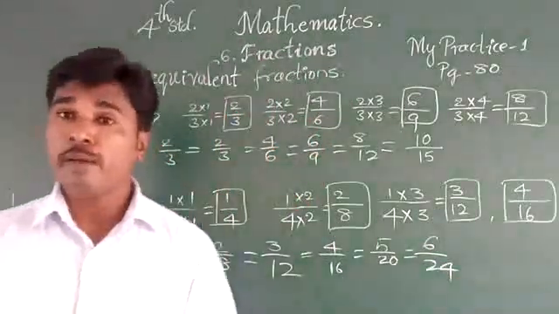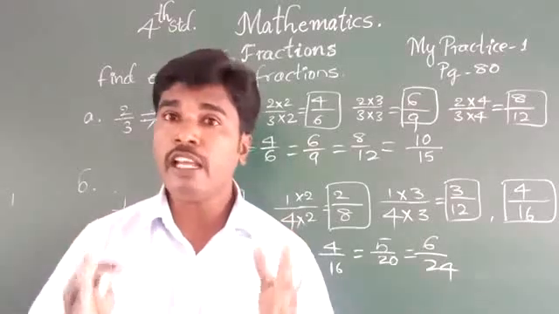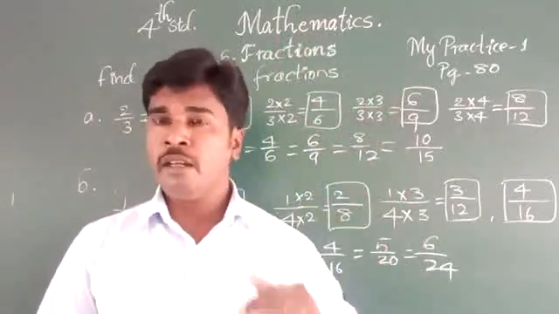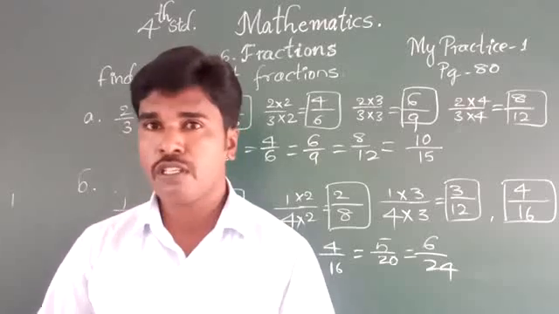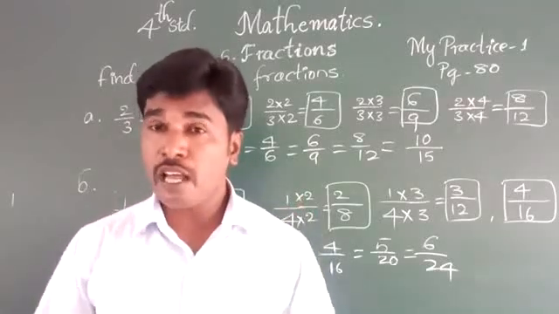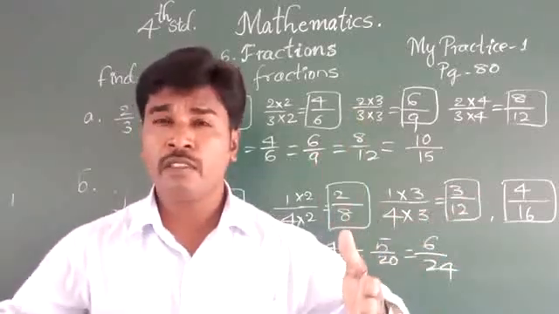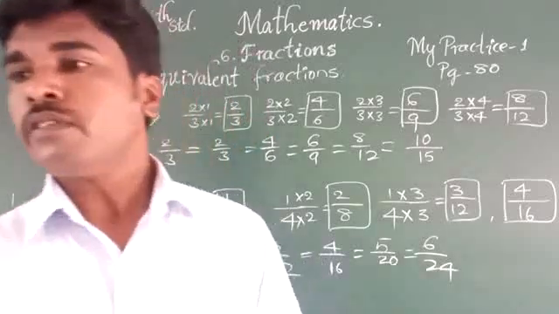Likewise the numbers will come. So these are called equivalent fractions. For any equivalent fractions, both numerator and denominator are multiplied with the same number, so you are getting the equivalent fractions. These fractions have the same value. The value remains the same. Value does not change. Okay.